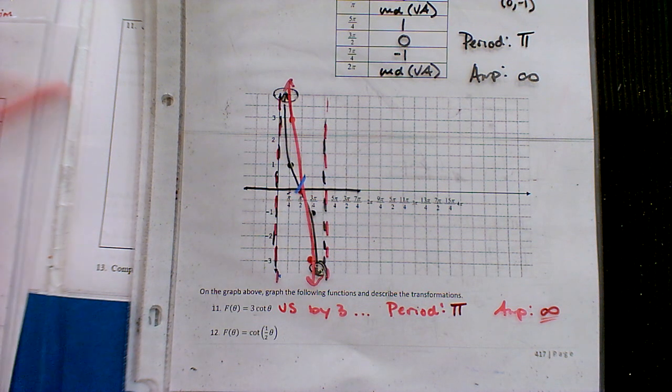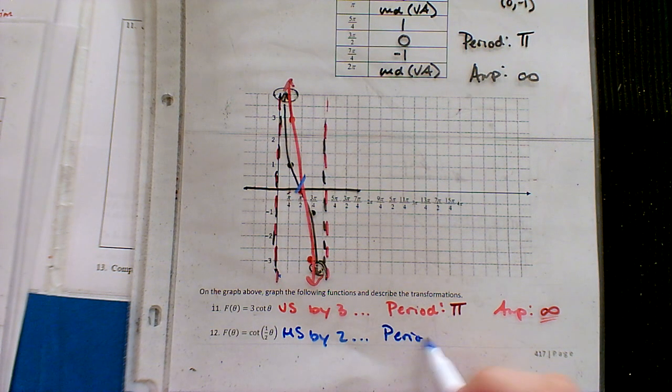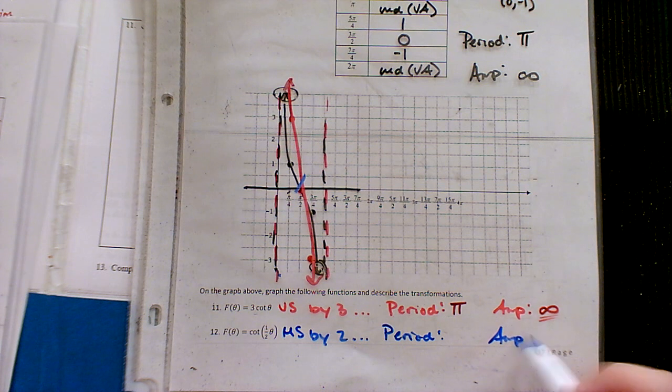All right, let's try our next transformation. What about if we multiplied by a half on the inside? There we go. All right, so we're going to make this curve shape get wider, not necessarily taller. So we'll see how that affects the period and amplitude.